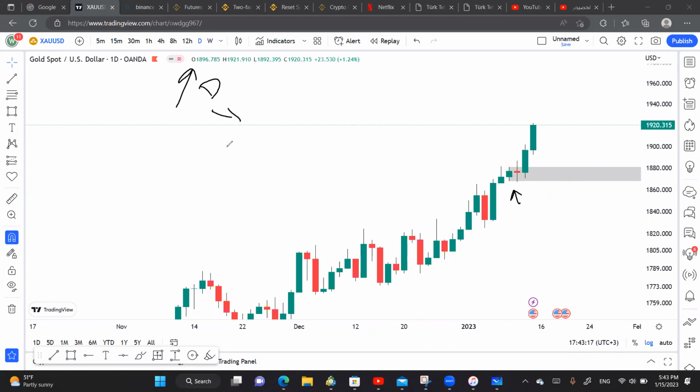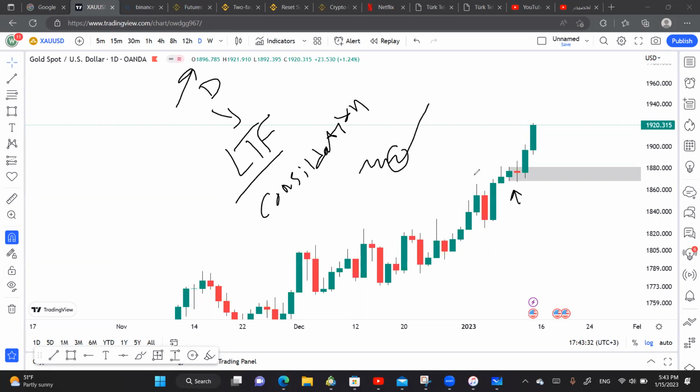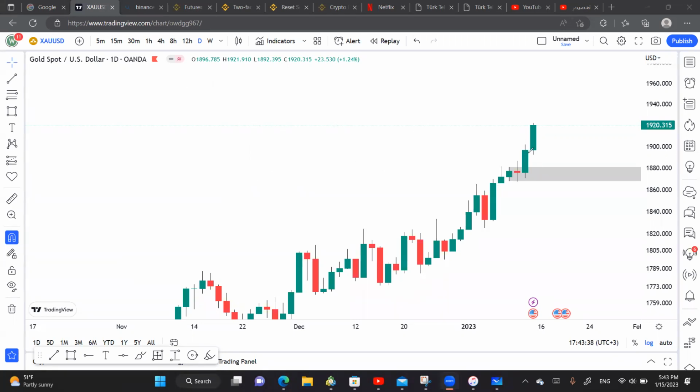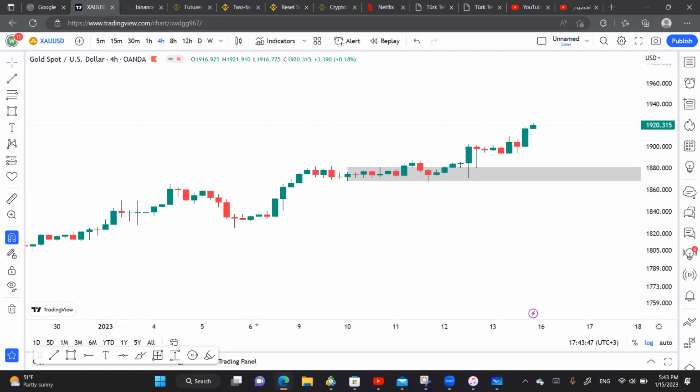Now, the containment candle represented in the daily time frame, if you go to a lower time frame, it's a consolidation, which is basically a demand formation, sort of consolidation before this rally. Okay, now let me go to a lower time frame to explain this idea. Now we are in the daily time frame. We go to the 4 hour.